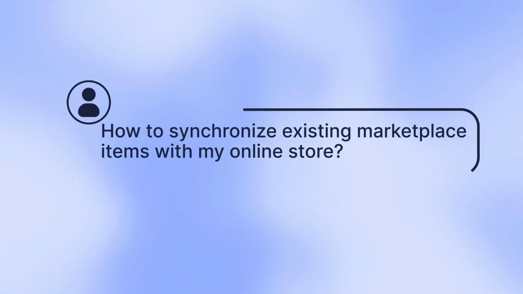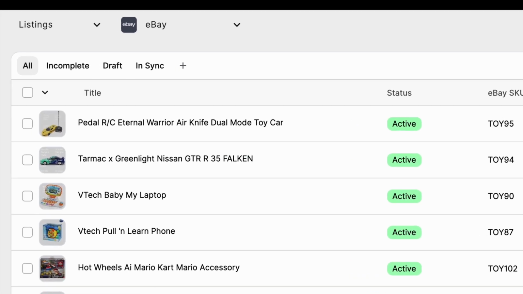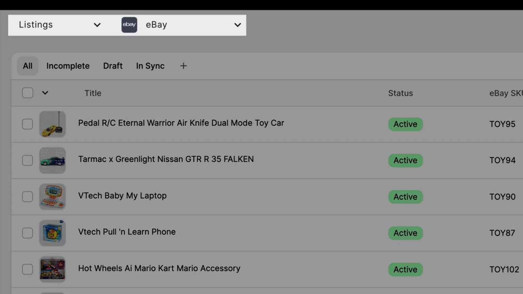In this tutorial, you'll learn how to turn on inventory sync for your channel listings. M2E will keep your prices, stock levels, and product details synchronized between your store and the channel. Go to the Listings tab and select your channel account.